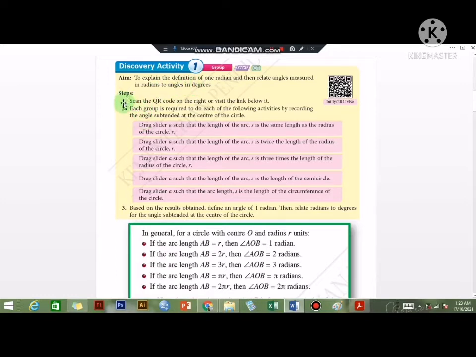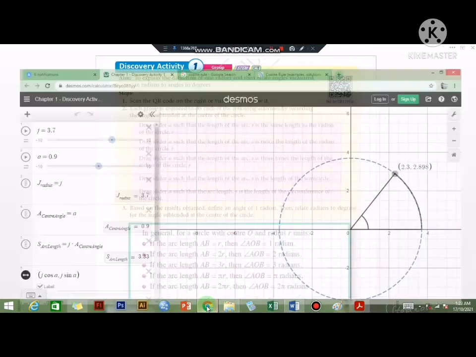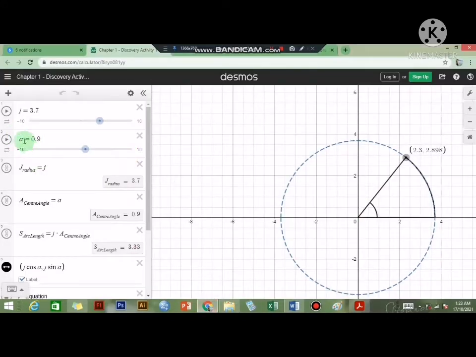The first thing here is the QR code, and then we need to follow the instruction given here. Drag slider A such that the length of the arc S, remember, the length of the arc we represent as the variable S, is the same length as the radius of the circle. So let's drag slider A so that the length of arc S is the same as the length of the radius. This is slider A, this is the radius, this is the angle, and this is S, the length of arc.